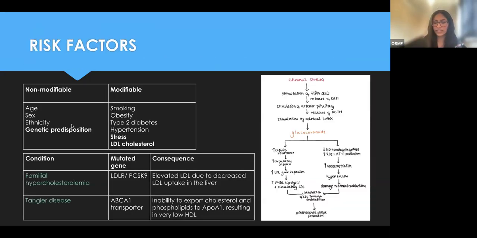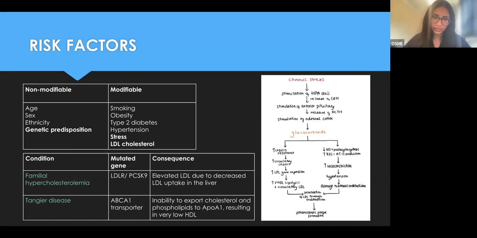Okay, so the risk factors can be split into modifiable ones and non-modifiable ones. So modifiable includes things like smoking, obesity, type 2 diabetes, hypertension. We'll talk about stress and cholesterol as well. And the non-modifiable ones include age, sex, ethnicity, and genetic predisposition. So as I'll explain later, all of these risk factors are essentially things that will increase the risk of endothelial dysfunction or will cause endothelial dysfunction.